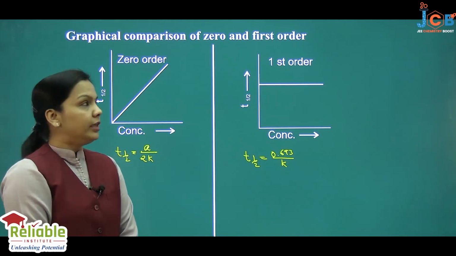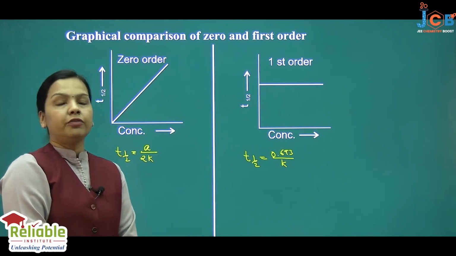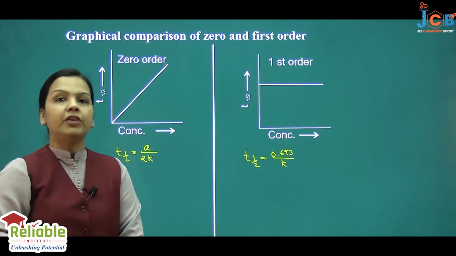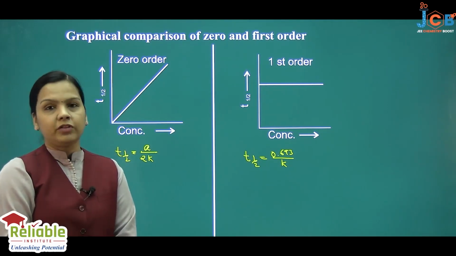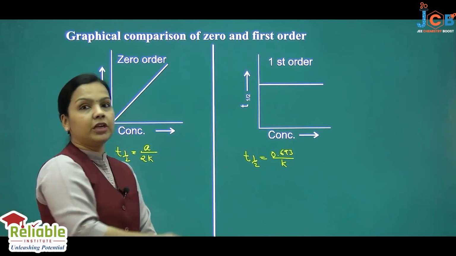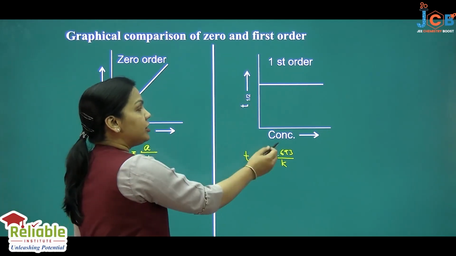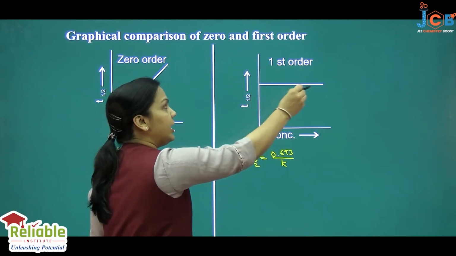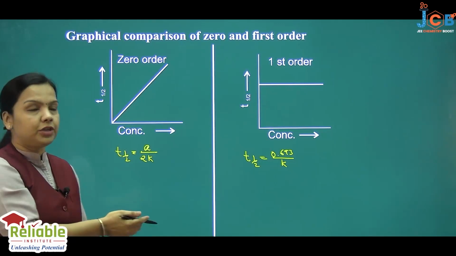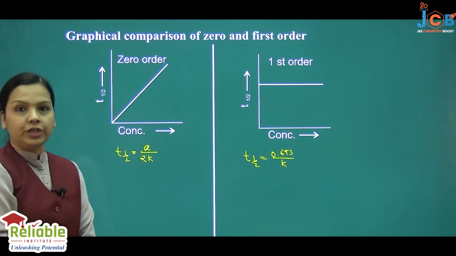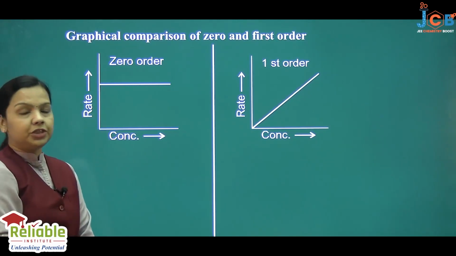Now, let me tell you one thing, that the graph I have drawn is for T half versus concentration. You can draw it for T of any fraction. Let it be T 1 by 4, T 25%, T 3 by 4. You can make it for any particular fraction. The shape of the graph would be the same. That means you can write any fraction here instead of T 1 by 2 versus concentration, it would be like this only. In case of a zero order, T of any fraction versus concentration, this would be a straight line passing through origin.